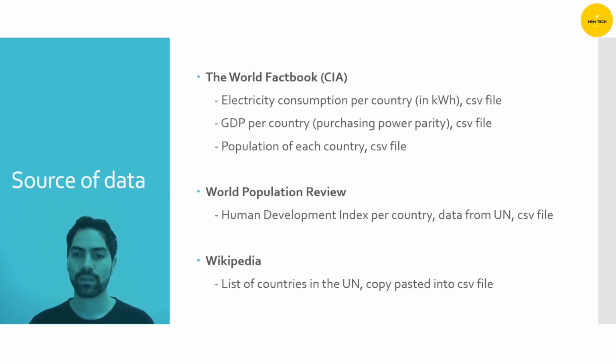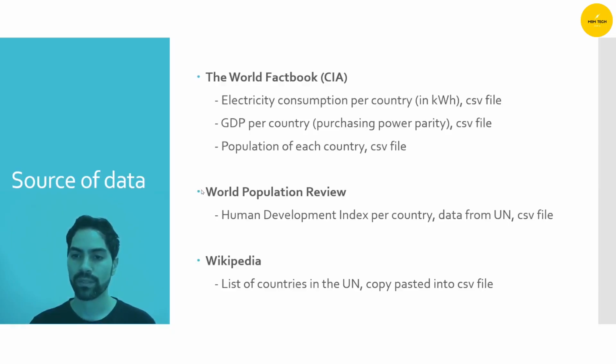Okay, so let's start with the source of data. I used these three sources. First of all, the World Factbook, which is actually from the CIA. From here, I was able to retrieve the electricity consumption per country, the GDP per country, and also the population of each country. Each of these sets was a separate CSV file.